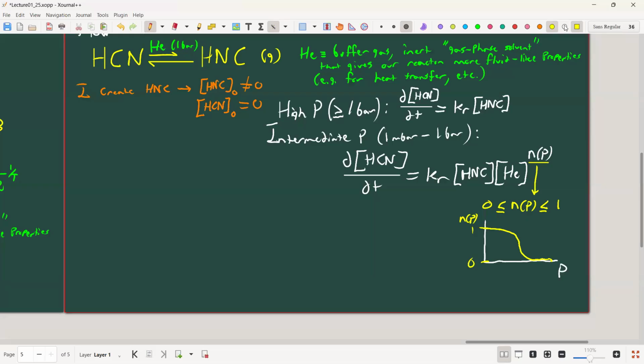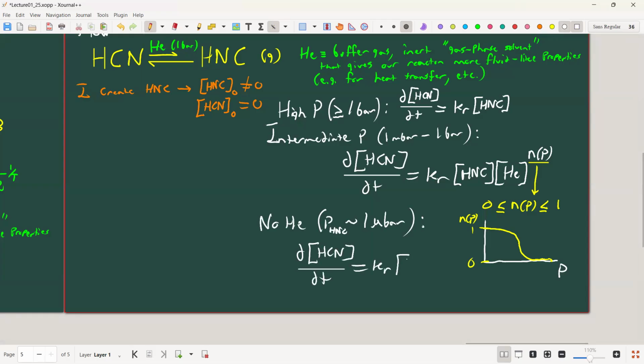And then what if we do it neat? Right? No helium. So let's assume that our pressure of H and C is maybe on the order of a microbar. And what do we observe here? What you find, and this has been shown many times, is that it's second order. Sorry, I have that wrong. H and C, sorry. It's second order in H and C.